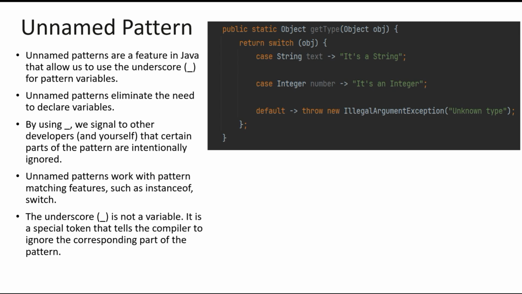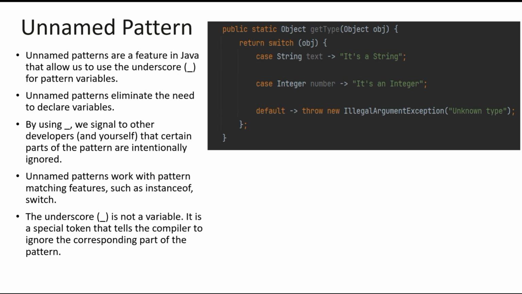Here in this code snippet, the method getType uses a switch expression to determine the type of input object obj, and it returns a corresponding string based on its type. For the first case, String: if obj is an instance of String, then the value of obj will be assigned to pattern variable text, and the switch expression will return "It's a string."